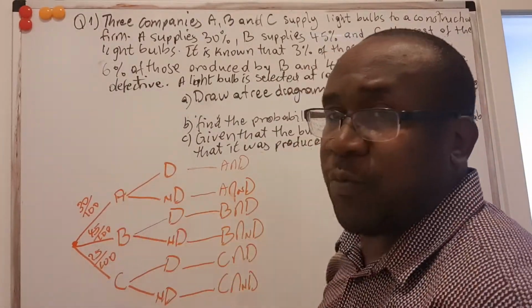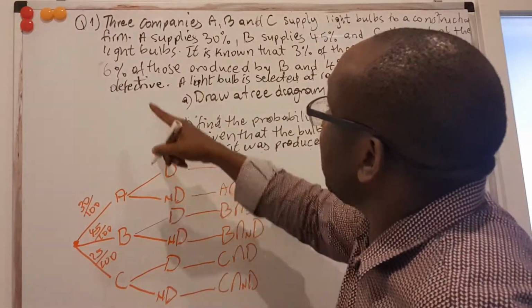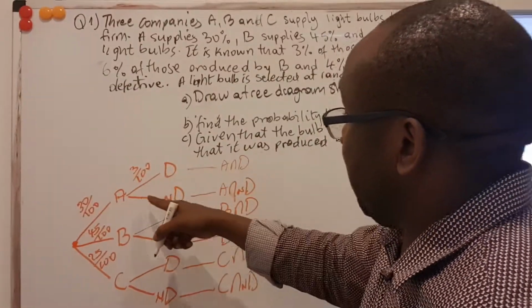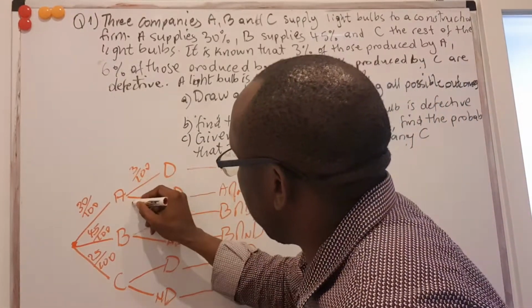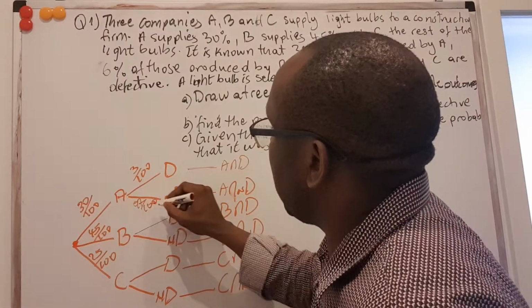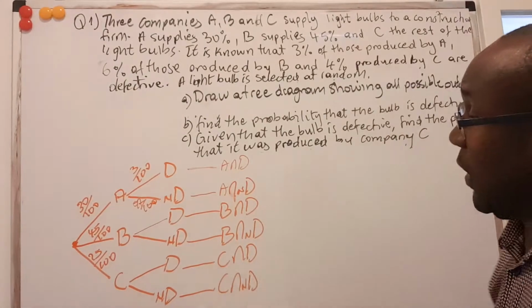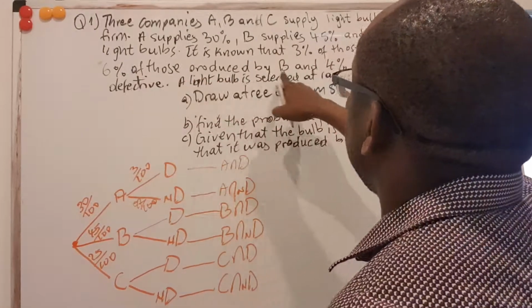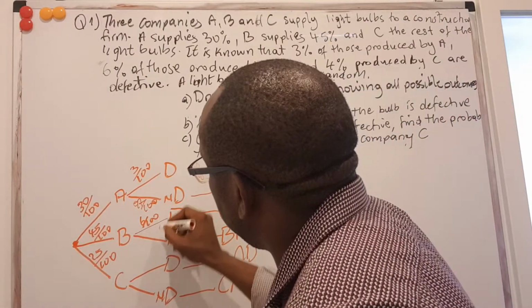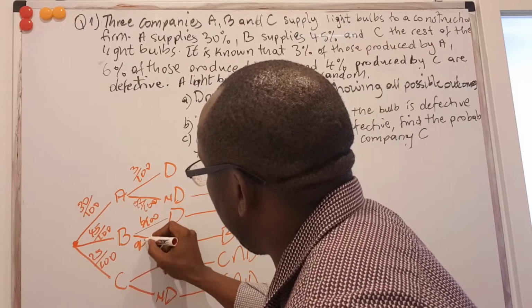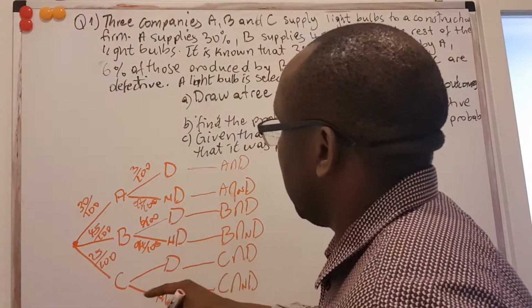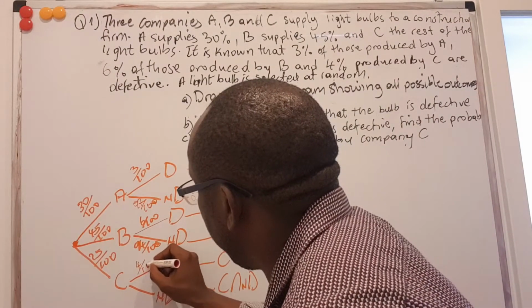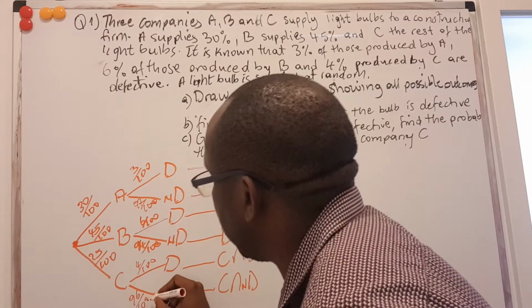If it is a bulb that was produced by company A, then the probability that it is defective is 3%. That's 3 on 100, which means the rest are good, that should be 97 on 100. From B, defective is 6% of those produced by B. So this is 6 on 100, and then the rest, 94 on 100, are good. And from C, 4% are defective and 96 are not defective.